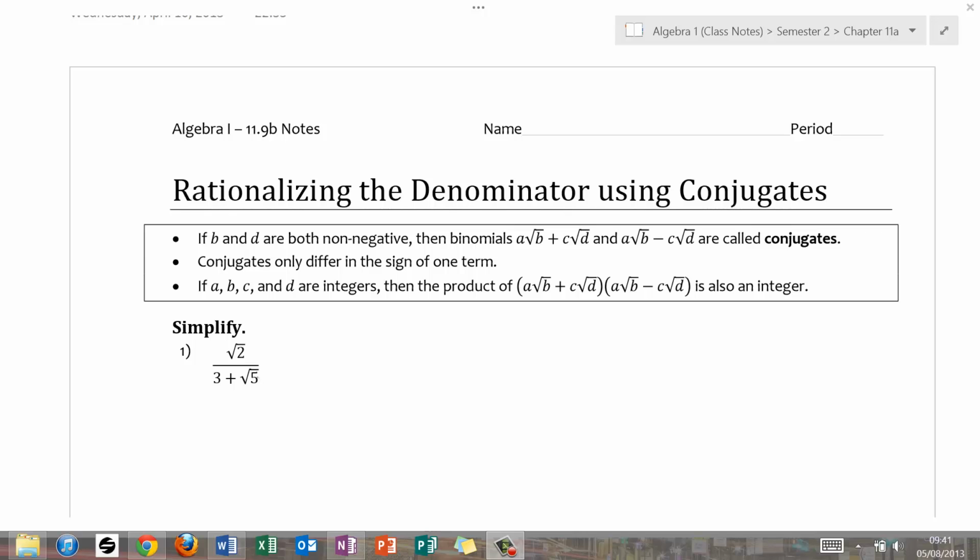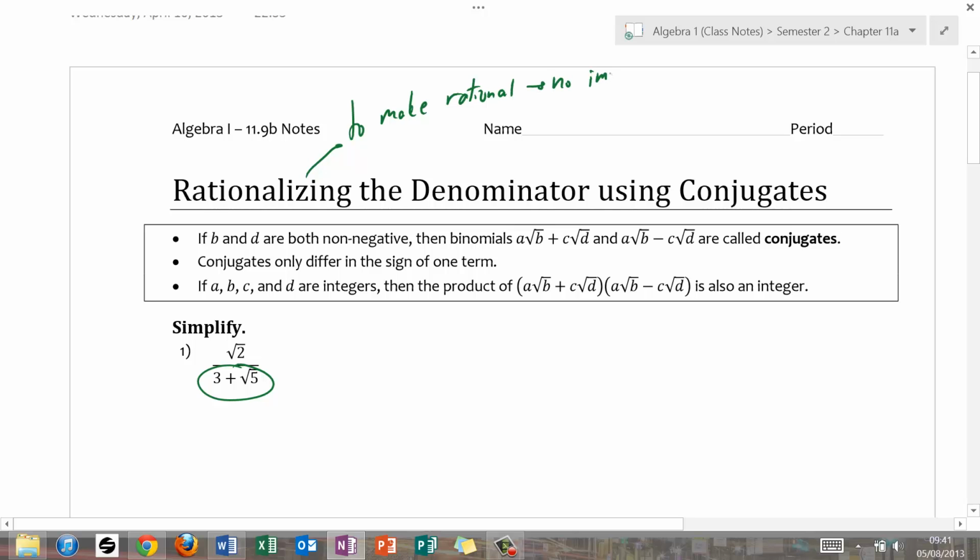Good morning. So the last thing we have to talk about is getting binomial expressions with radicals out of the denominator. This is called rationalizing, which again meant to make rational, which meant to make it so that there are no imperfect square roots. To make rational means no imperfect roots. Rationalizing the denominator, which is the bottom of the fraction, using conjugates.